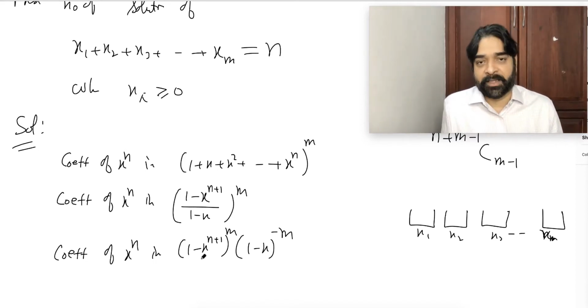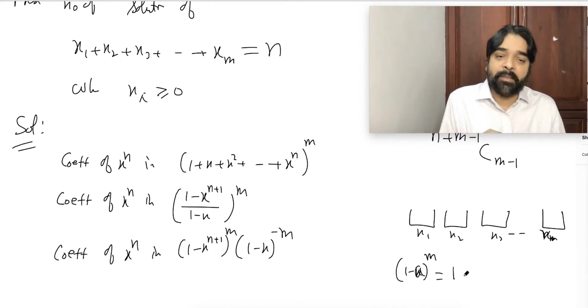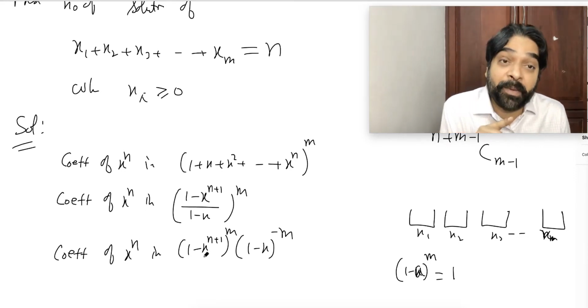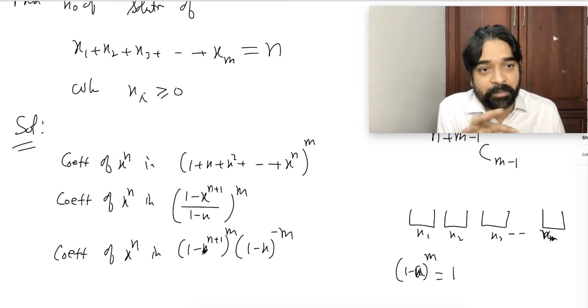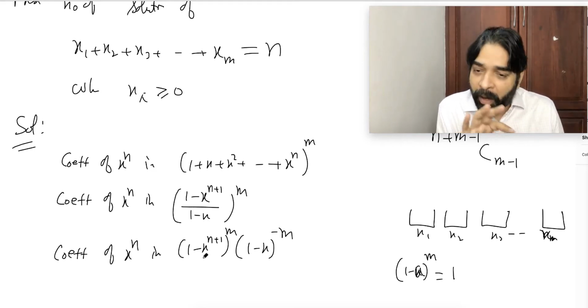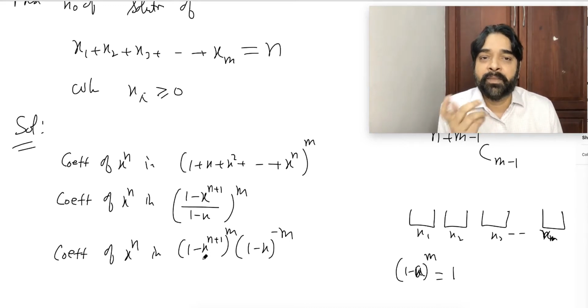If you expand this, think very carefully. 1 minus a x power something, power m, expansion is what? The first term will be 1, the next term onwards a will come, a square will come, and so on. If you expand this, the first term will be 1, but the next term will be x power n plus 1. After that, x power n plus 1 power 2 means x power 2n plus 2. Yes or no? Can I ignore the terms where x power n plus 1 and bigger is coming? Yes, because we have to get the coefficient of x power n.